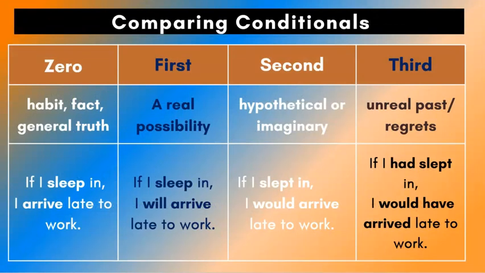Let's compare the conditionals by using this chart. The zero conditional is used for a habit, fact, or general truth. For example, if I sleep in, I arrive late to work. So this indicates something that happens regularly, not just once.